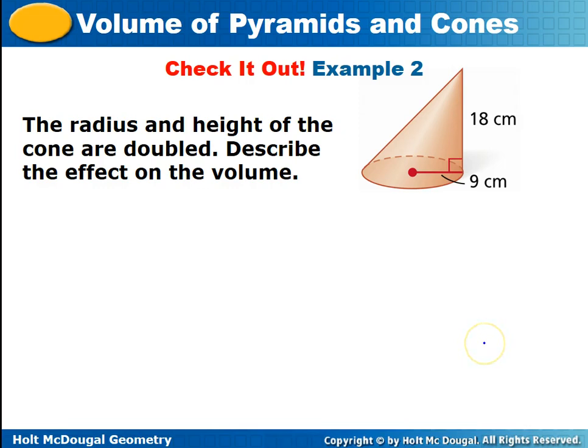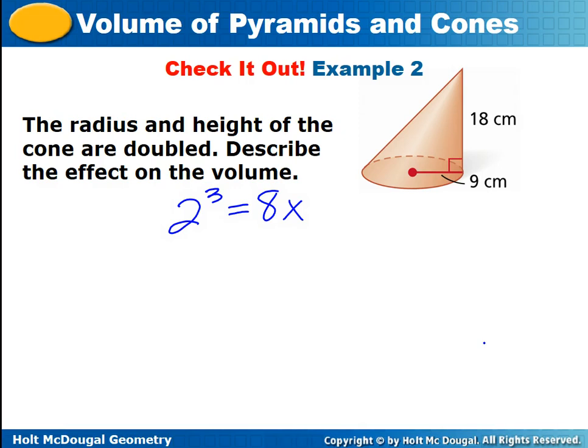This one says that both the radius and the height of the cone are doubled. So when we double both the radius and the height, we're going to take that 2 and we're going to cube it again because it's a three-dimensional object. 2 times 2 is 4 times another 2 is 8. So this one is going to get 8 times bigger this time.